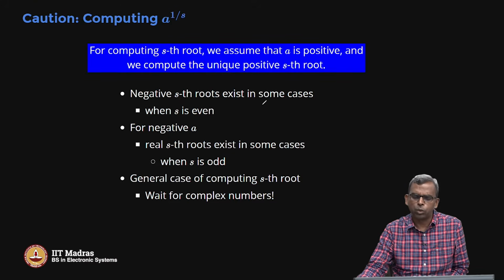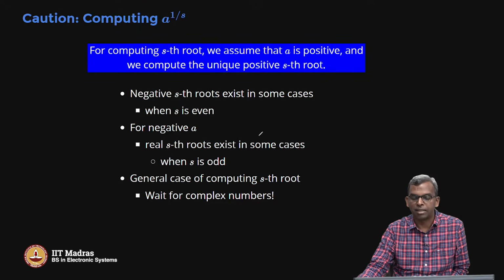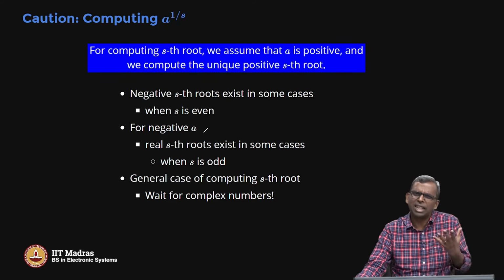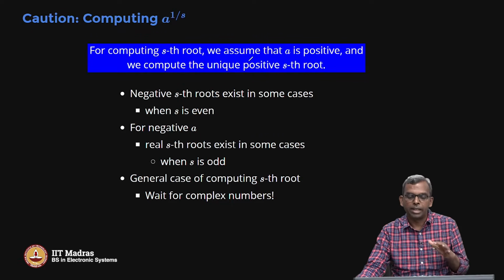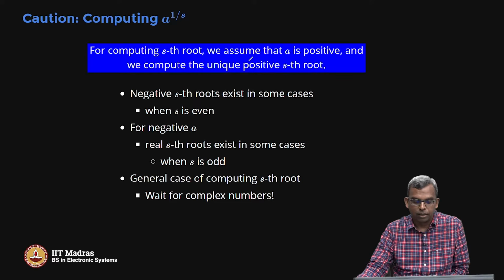Negative sth roots exist in some cases when s is even, and in fact, if a goes negative, real sth roots may exist sometimes, particularly when s is odd, right? And then there may not be a positive real root and all that. All sorts of different cases arise. It's not that complicated, but nevertheless, we have to consider all these cases. So instead of doing all these cases in detail, I'm just saying I'm going to compute a power 1 by s when a is positive, and I'm focusing on the positive sth root. This is something I've been assuming, though I didn't make it very clear. I hope this clarifies it.